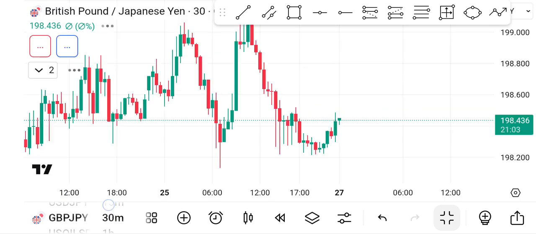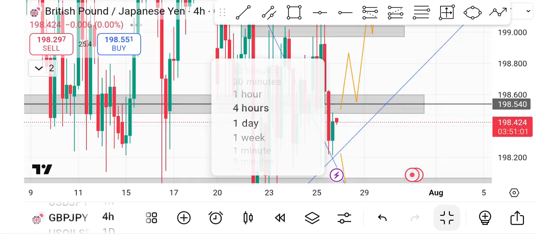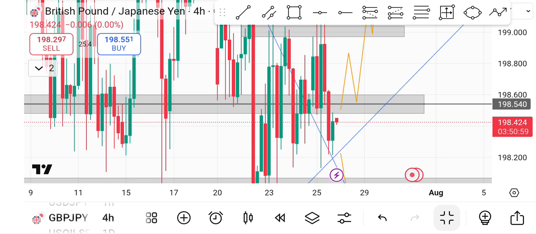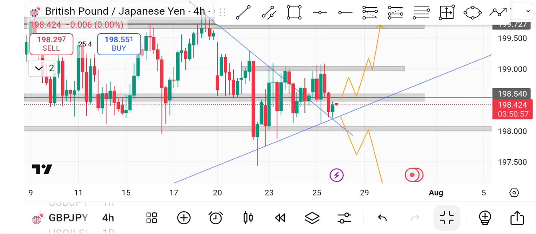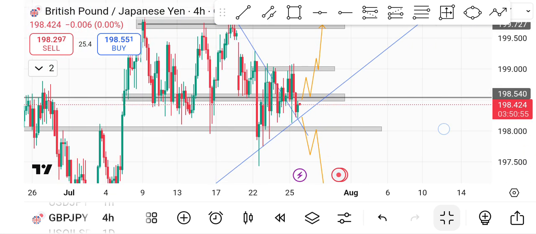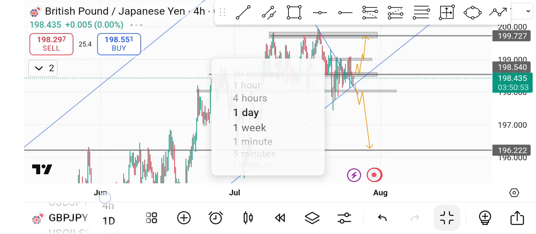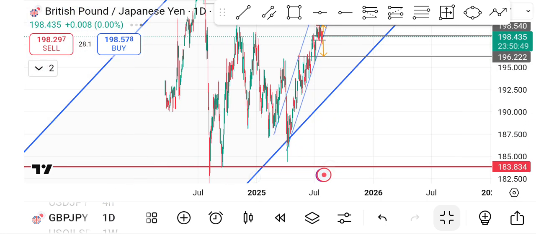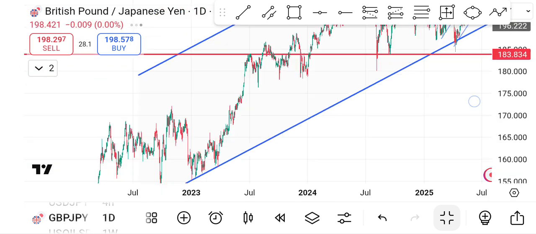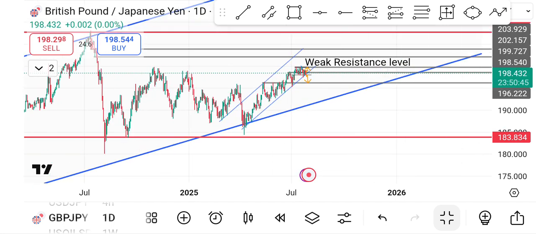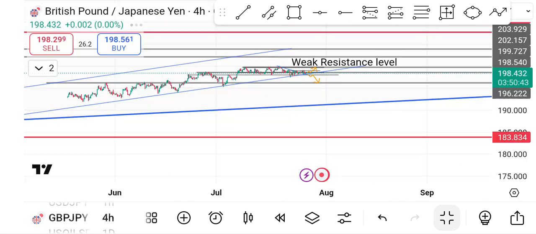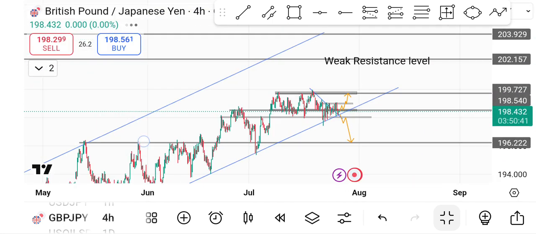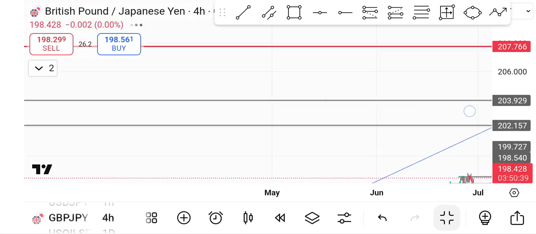Going forward, we are going to GJ, which is one of the pairs I love that is now misbehaving. So if you look on the daily time frame, it's clear it's an uptrend inside another massive uptrend. You can see it's an uptrend inside another uptrend. So on the 4 hour time frame, what are we seeing? There's an uptrend. Don't forget, this is a weak resistance level.